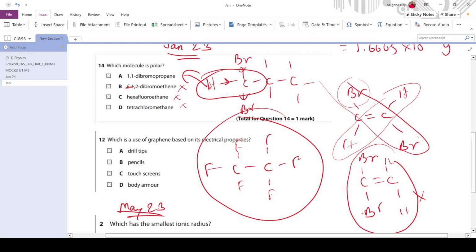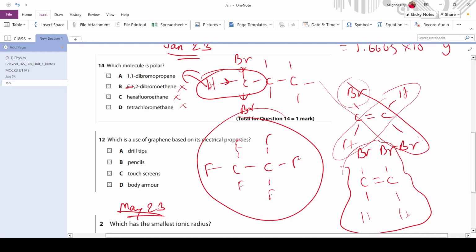Now, if they had been on the same side, then it would not have been symmetrical. This is an exceptional question, maybe because you would not see this type of question frequently in AS. But always remember that if bromine or any halogen is present on the same side, then we consider it asymmetrical. But in this case, it's symmetrical. So this is non-polar. So the only thing that's left is A, the correct answer.